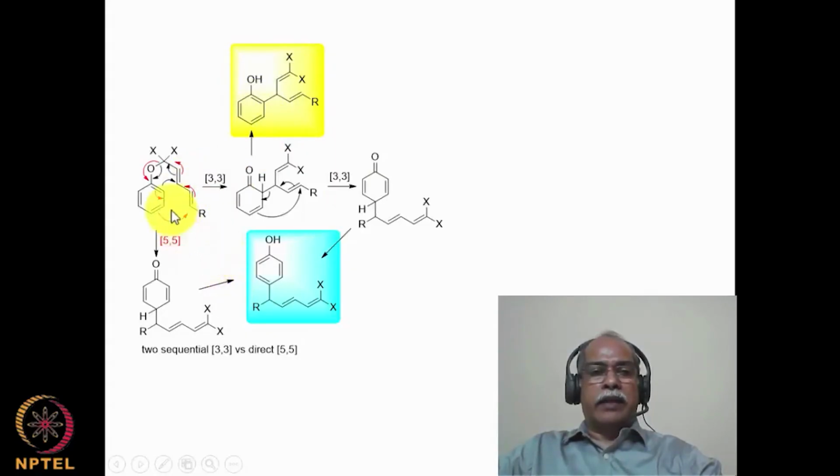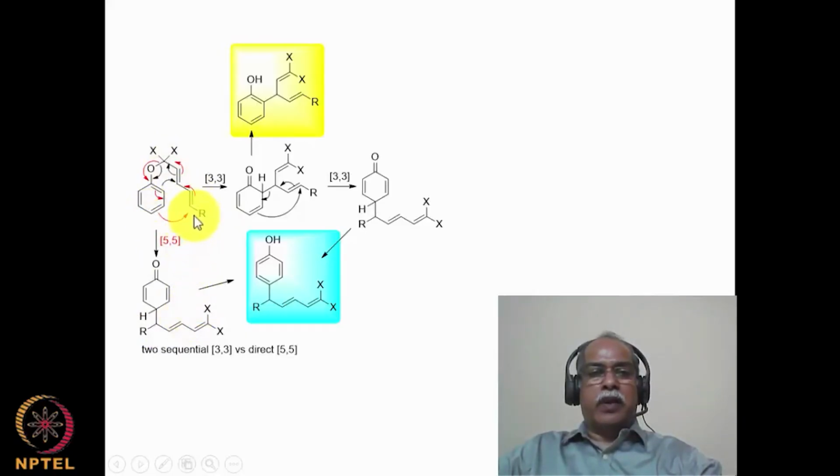Now if you consider the red arrows, which involves a 10 electron system, this is a pentadienyl phenyl ether kind of a system that will essentially rearrange the pentadienyl group to the para position by reacting the terminal carbon of the pentadienyl system with the para position of the aromatic system. The chain is long enough to reach the para position. That is why such a reaction is a facile reaction.